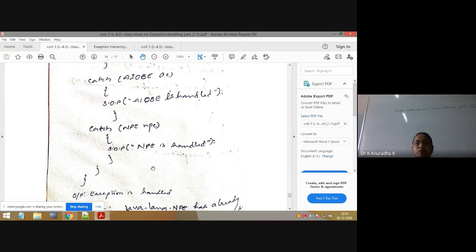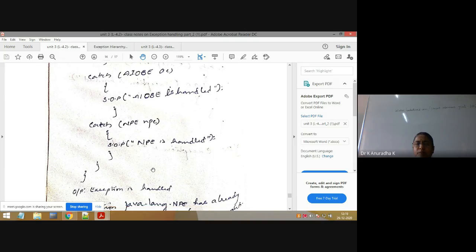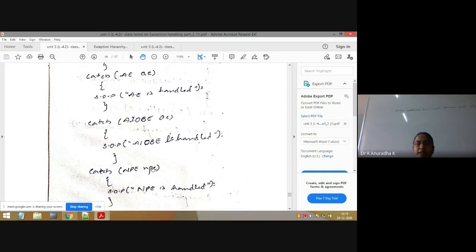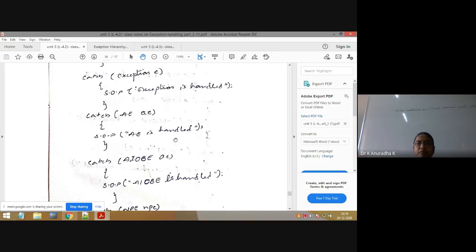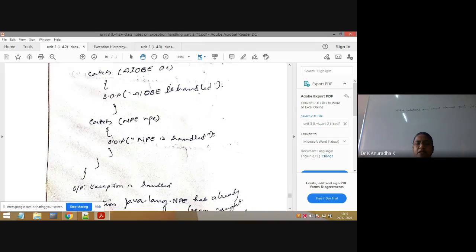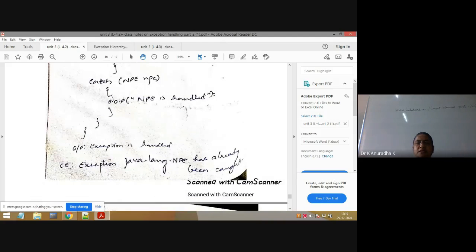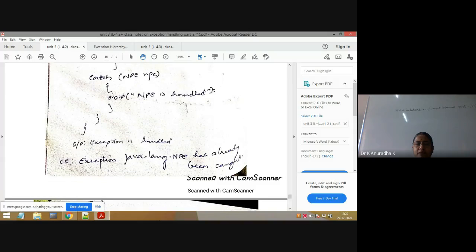So you should follow child to parent order only. This is parent to child order. If you write the parent first, any type of exception is handled by this catch block only. It will not execute or even check the remaining catch blocks. Once it finds the matching catch block, it will come out of the main method. So that is the drawback.